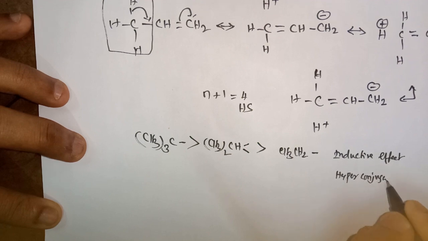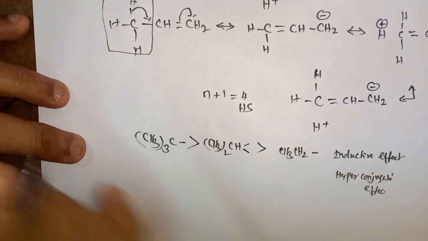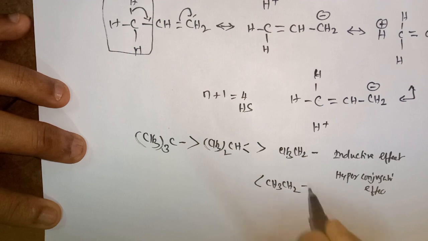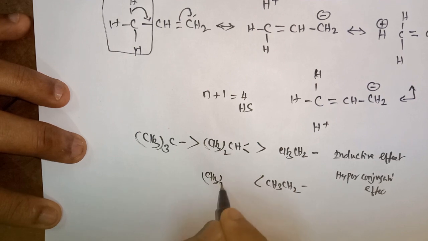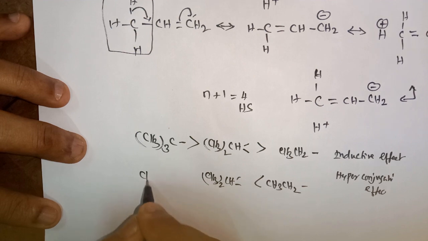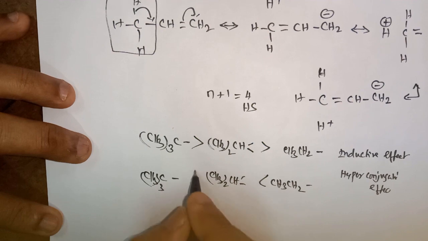But regarding the hyperconjugative effect, what is the order? It is the reverse order. CH2, H, now this is CH3, thrice C. So this is the order.